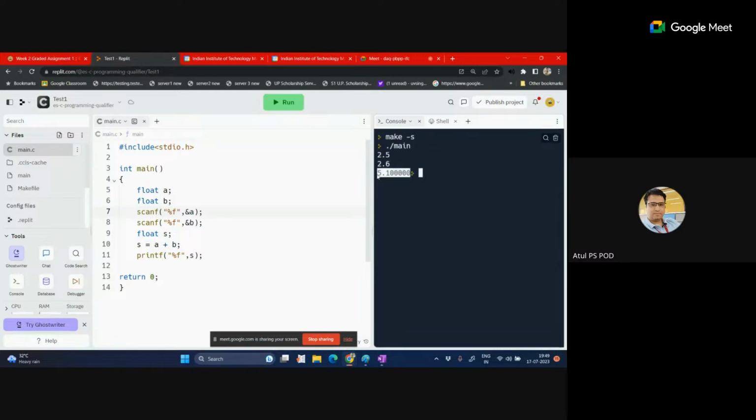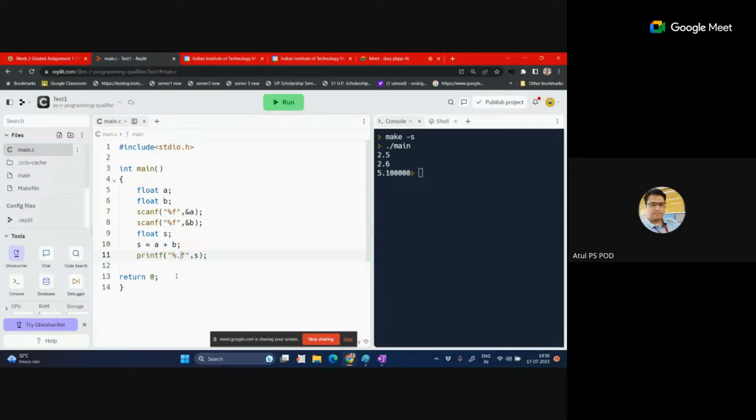Now you can see one more thing. You are getting the output here as 5.10000 like this, so up to 5 decimal points you are getting the output. So how can you reduce these 5 decimal points to fewer? You can just give the range, how many digits should come after the decimal point. At the time of printing, before this f you can mention the number of digits.